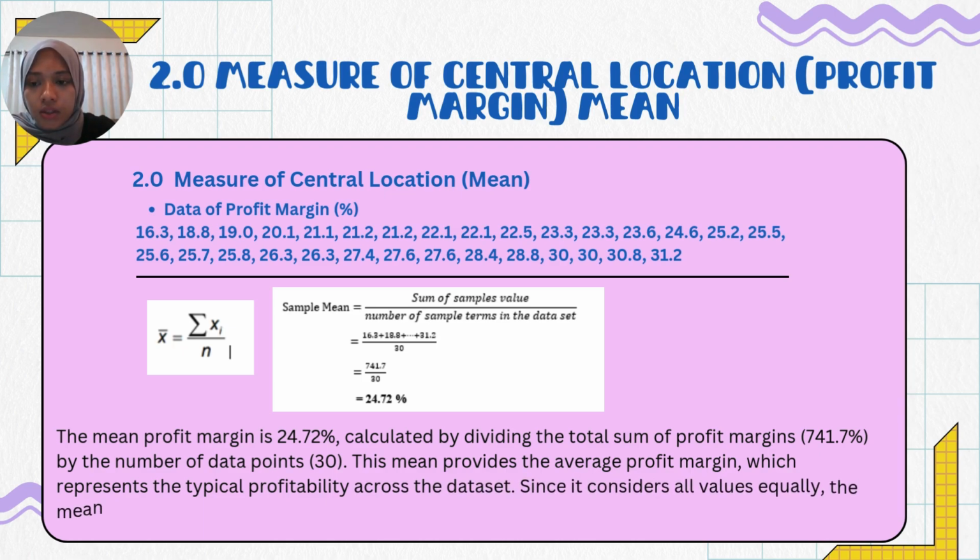profit margin, 741.7%, by the number of data points, 30. This mean provides the average profit margin, which represents the typical profitability across the dataset. Since it considers all values equally, the mean is useful for understanding the overall trend.